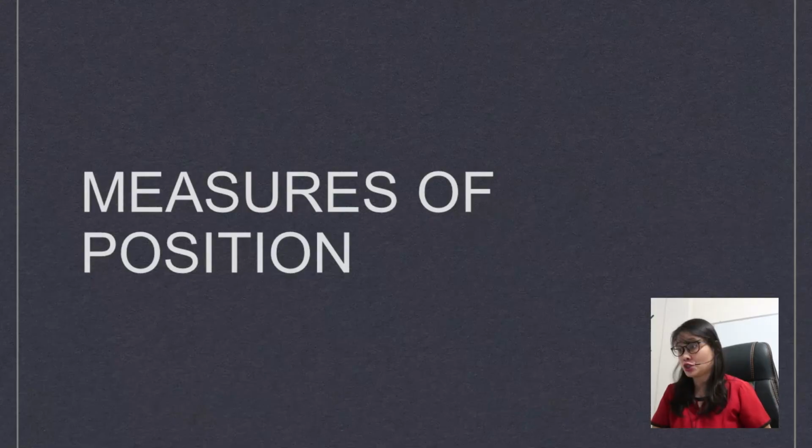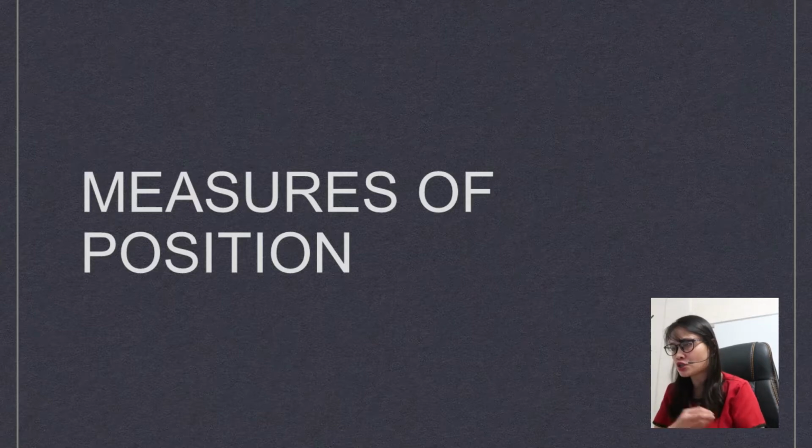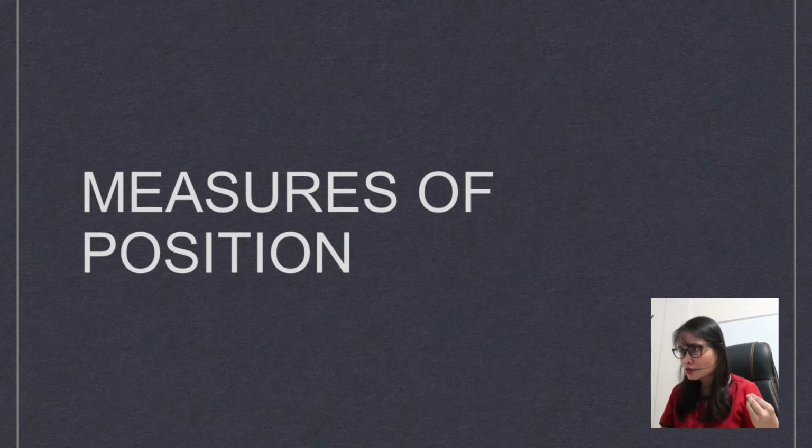Measures of position. When we say measures of variability, what's the concept? You're measuring the range or the spread of the scores, right? When we say measures of variability, you're measuring the spread of the data.